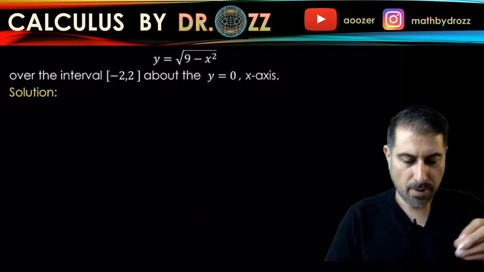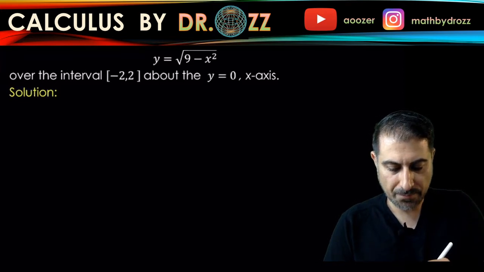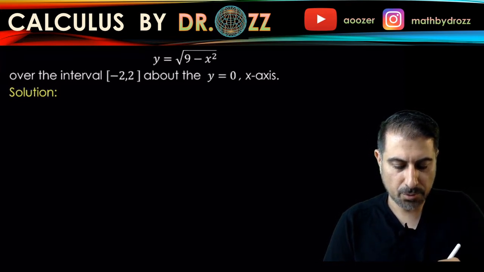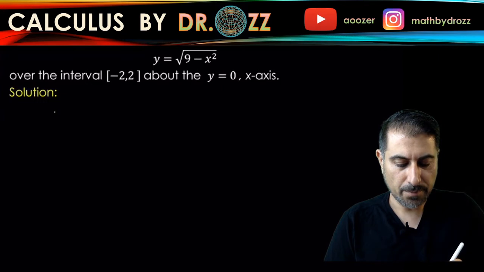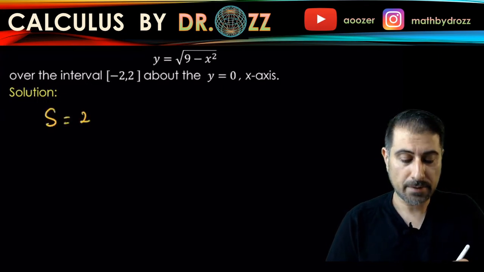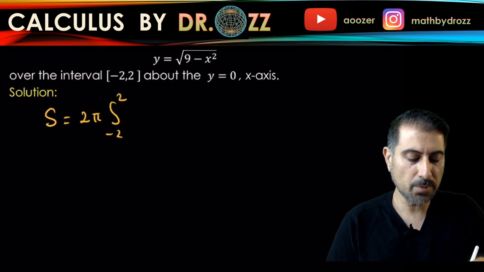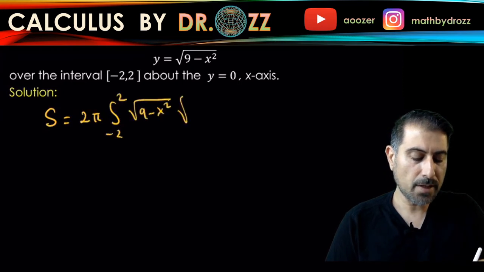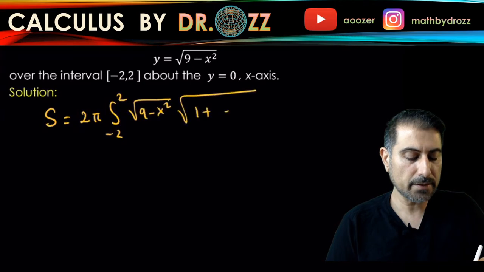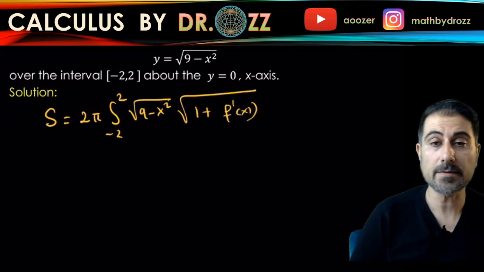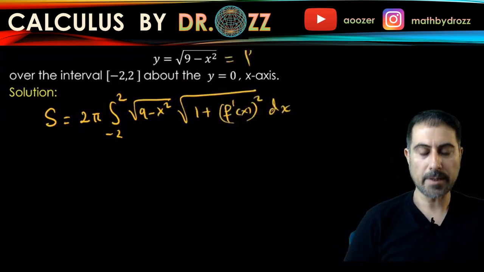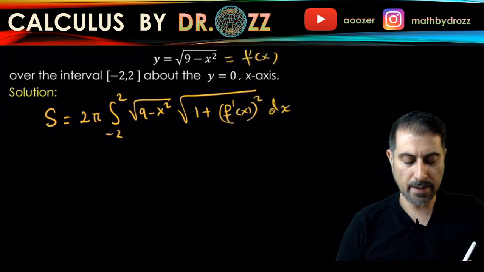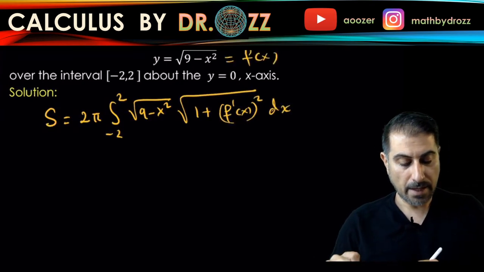All right, so let's write down the formula for the surface area. It's going to be 2 pi integral from -2 to 2, and we have radical 9 minus x squared times radical 1 plus f prime of x squared dx, and this is our f of x, okay? That's radical 9 minus x squared. So why don't we go ahead and calculate f prime here.